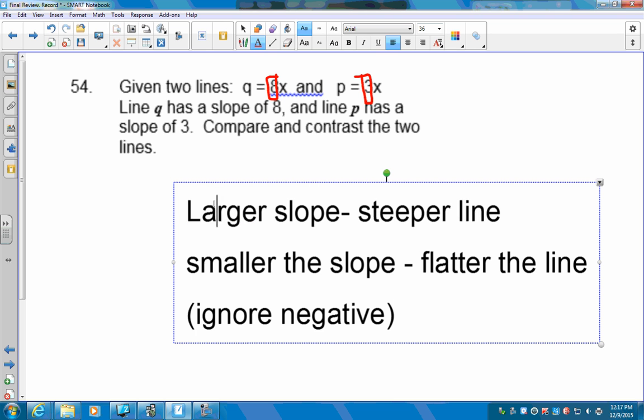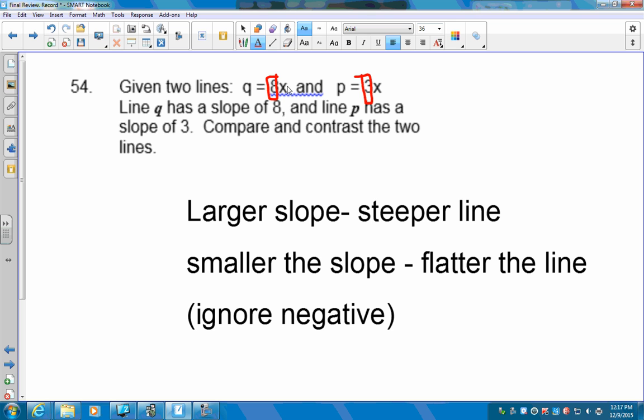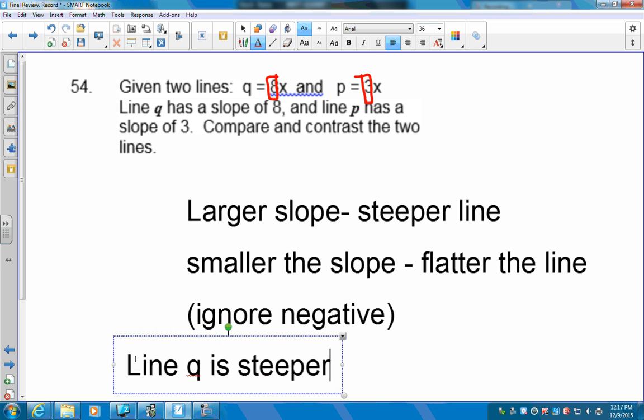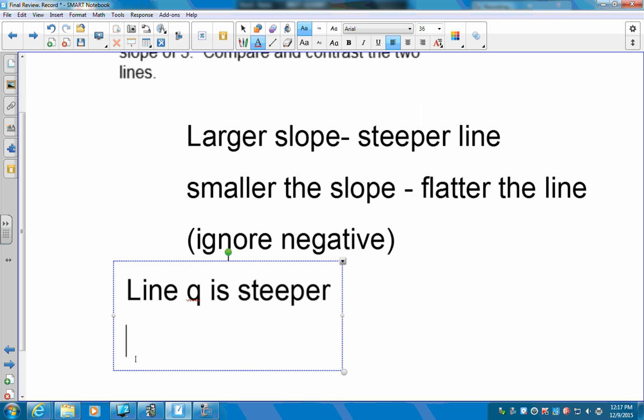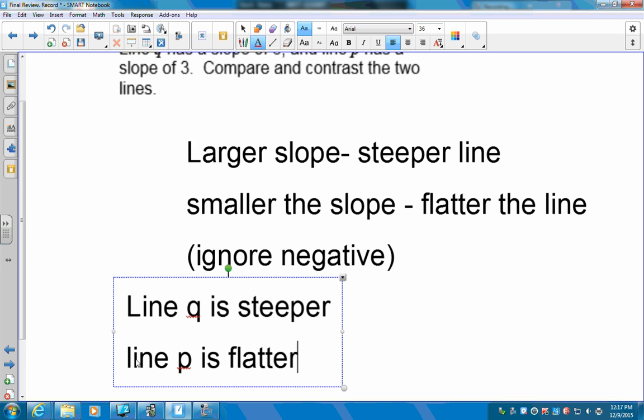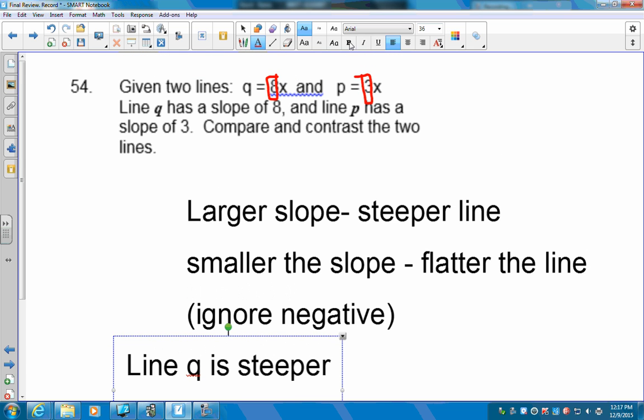So going on this track, line Q has a larger slope. So line Q is going to be steeper. So that's how you would compare and contrast the two. Line Q is steeper because it has a larger slope, or you can say line P is flatter because it has a smaller slope. Either way, it means the same thing.